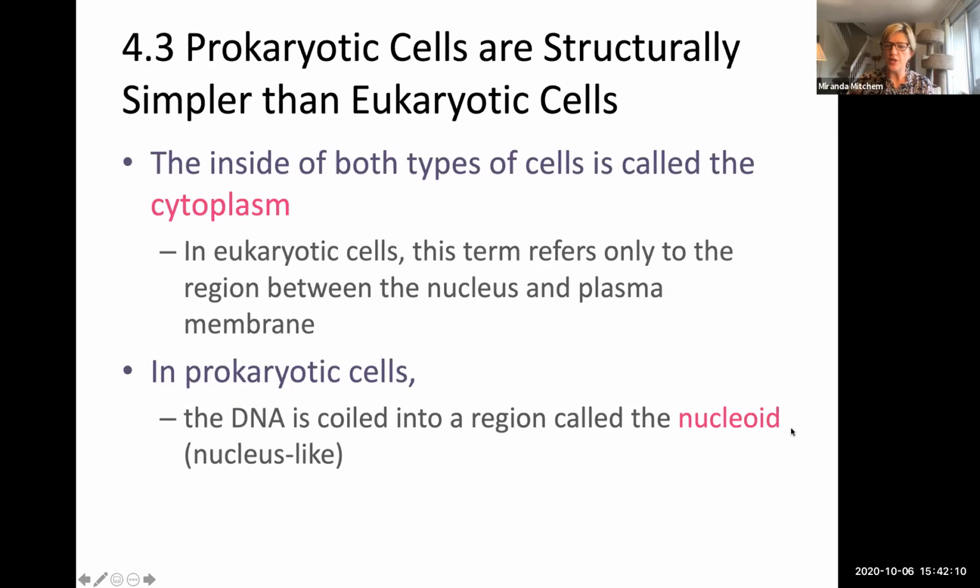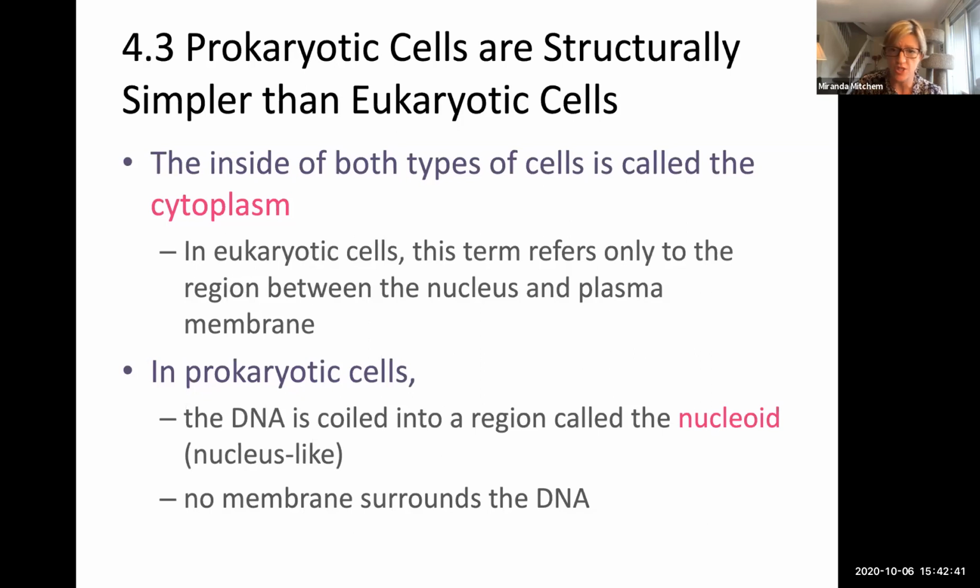We call the region in the prokaryotic cell where the DNA is concentrated the nucleoid region, which means it's like a nucleus, but it's not. And the reason why it's not is because there is no membrane around it. In order to be called a nucleus, there must be a nuclear membrane. So in the prokaryotic cell, there is no surrounding membrane around the DNA. It's just in there, all in one bag.